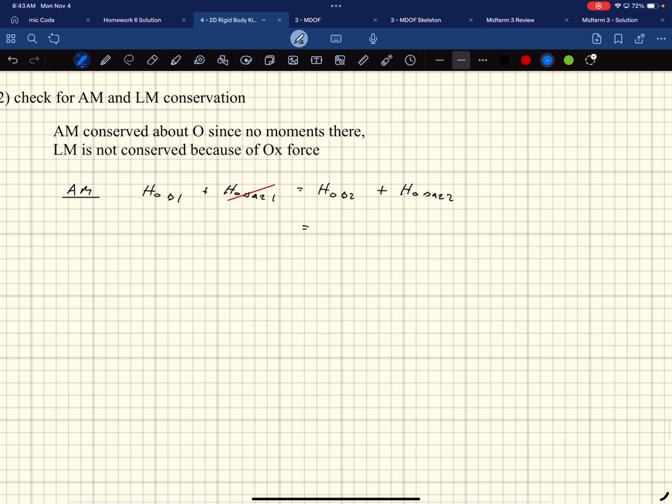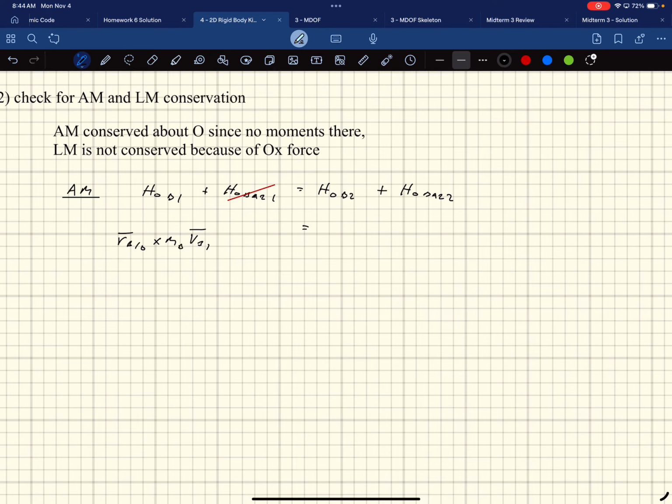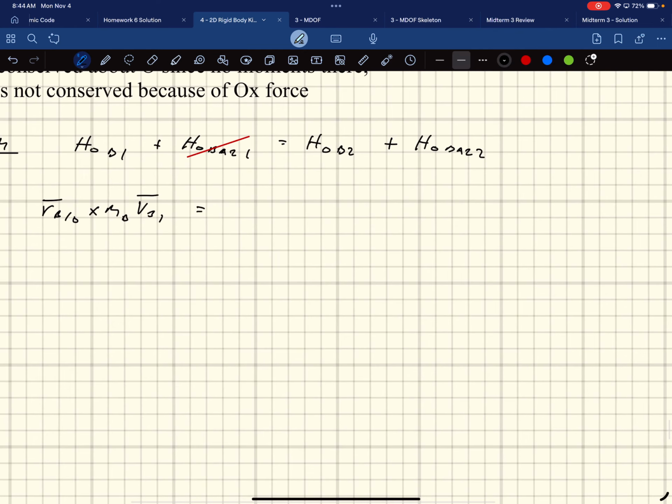So this just becomes R of B as seen from O, crossed with M_B V_B1. You have to keep track, I have multiple masses floating around, so this is M_B. That's the angular momentum of the bullet. The bullet after the collision, same thing: R_B as seen from O, crossed with M_B times V_B2.